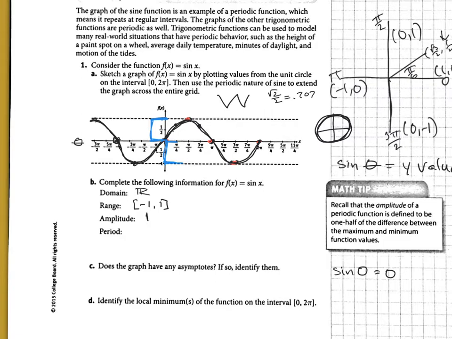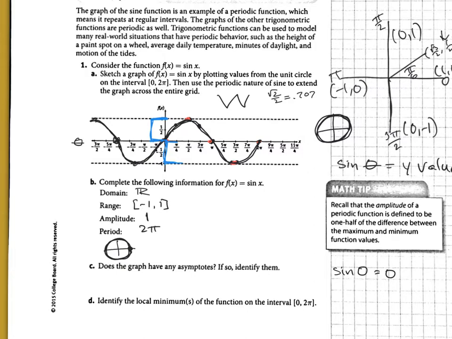Now the period is how often the cycle repeats. If we think about the paint spot, it starts here, goes up, goes back. It takes all the way around to go to all the spots, all the positive and negative values. So our period is 2 pi, or an entire circle. This is important because the amplitude and the period are not the same for every function. So don't think, oh, of course it goes one time around. That's not really true. For tangent, it doesn't go all the way around. So we want to pay close attention to the amplitude and the period of the parent function.